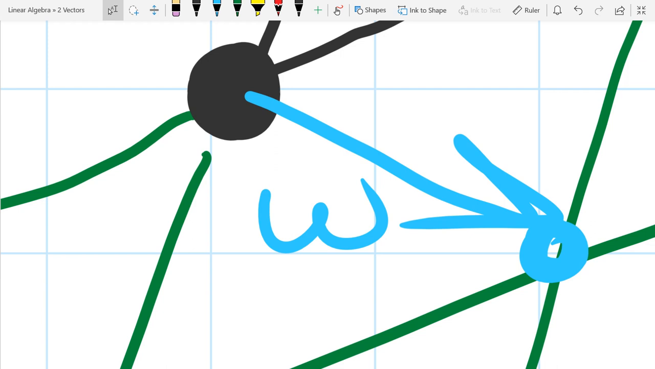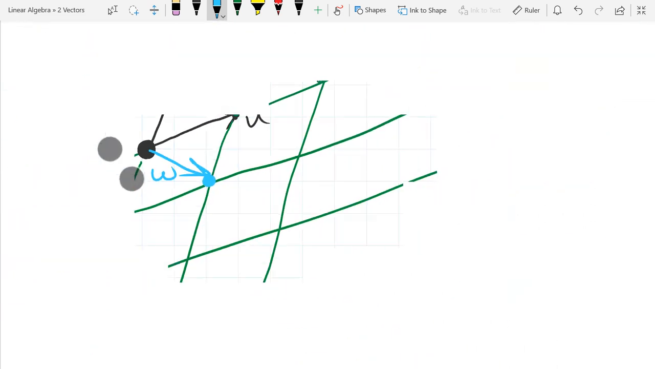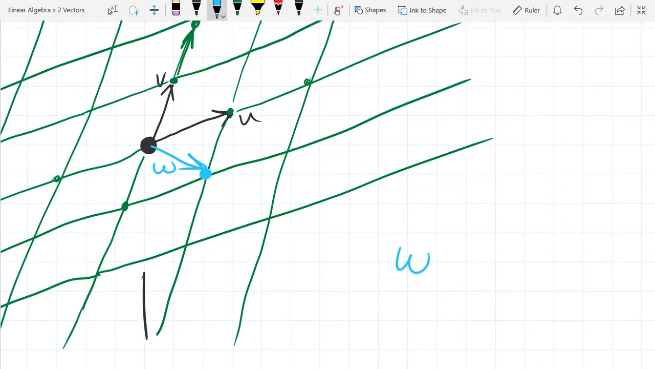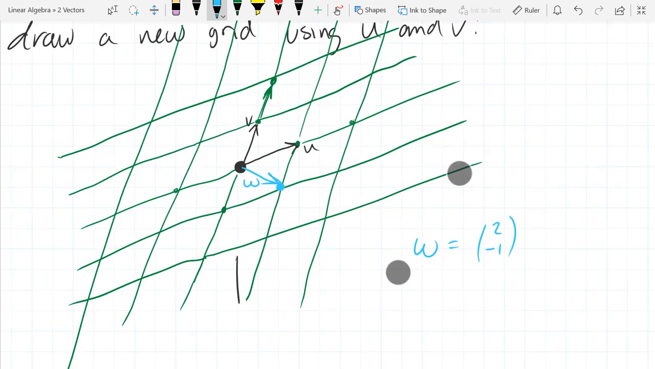2, -1. So over 2, down 1. Now that is using the xy axis. So I'll write that out in its own xy coordinates. So we have the vector 2, -1, over 2, down 1. All right. I'm going to do something kind of silly now.